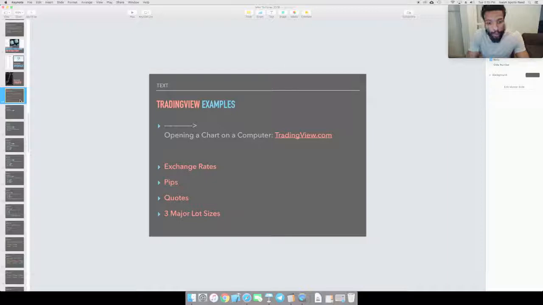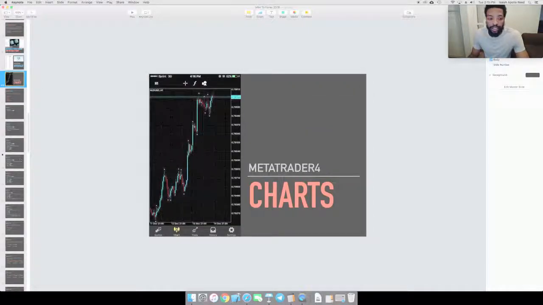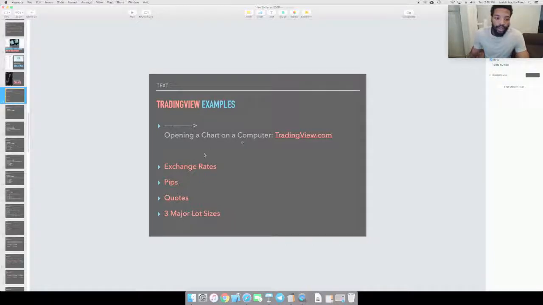I'm going to open up my TradingView. I just go to tradingview.com and use this website to look at the charts. I recommend this website to everybody who's looking at the charts from their computer. If not, you can just stick with your phone and look at the charts like this. It's the same thing. On TradingView, I'll discuss the exchange rates, and then we'll come back and I'll teach you guys what a pip is. So we'll learn about that.